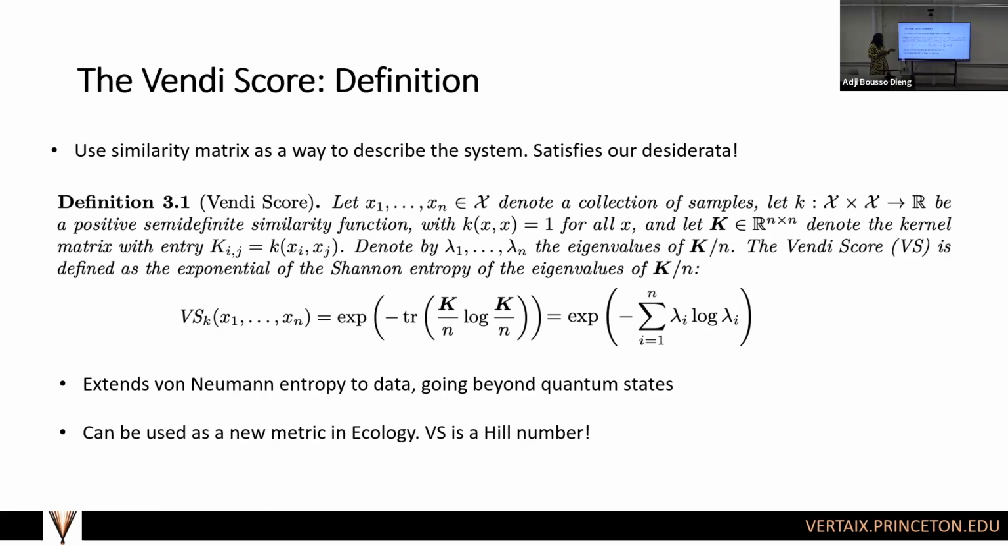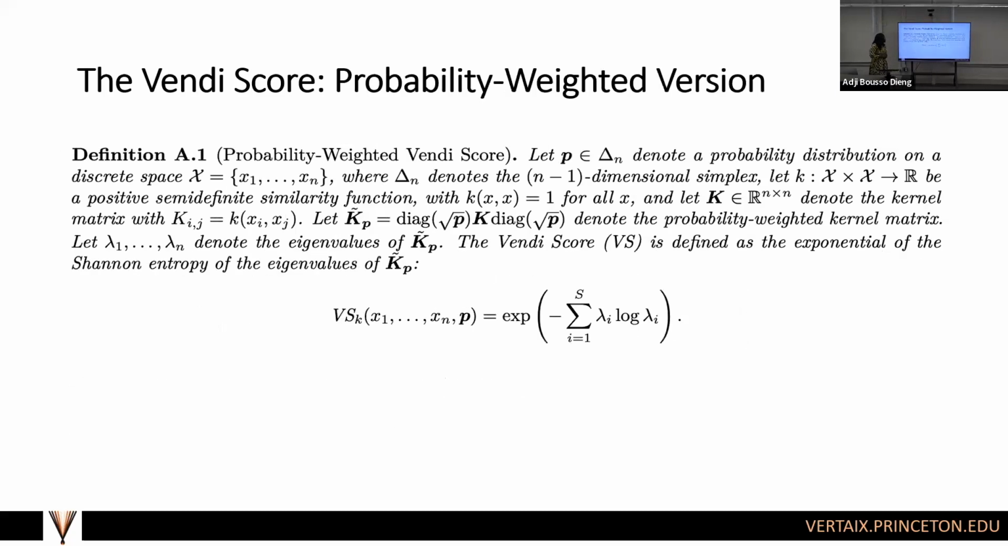And so we have extended von Neumann entropy to using a similarity matrix outside of the quantum world. And we can use this Vendi score also as a new metric in ecology, because it doesn't exist in ecology, even though it was inspired by ideas from ecology. And it's also a Hill number, one of the things that they defined. And so we got something that we said, okay, this looks reasonable. Let's try to test it and see if it satisfies the properties we want.